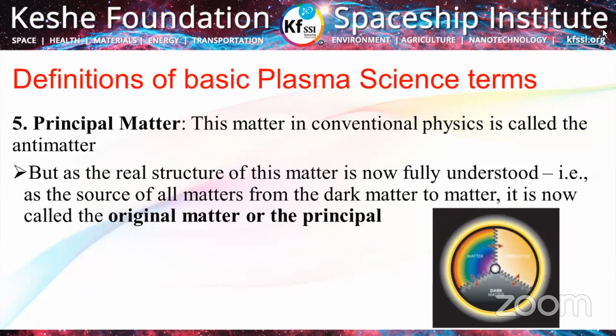This is basic plasma science. How do you apply it to a human body in this three section: matter, antimatter, and dark matter? How do you apply it to the human body? Because we are definitely plasma.